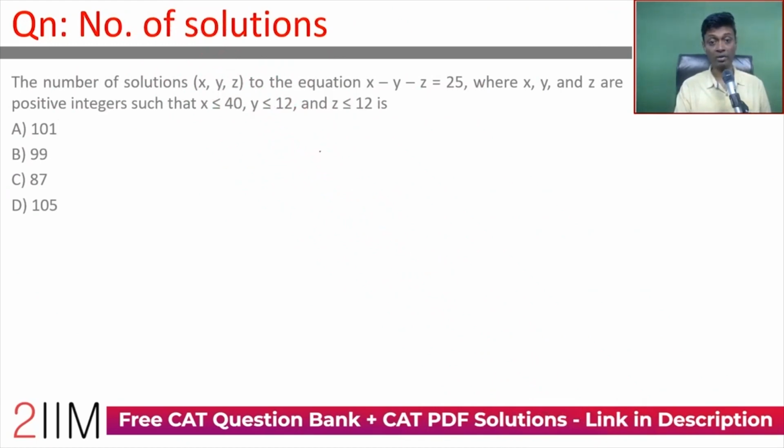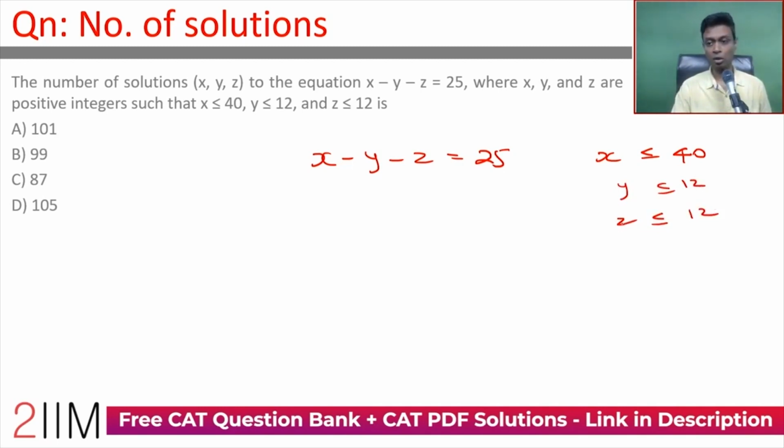Nothing more than that. The number of solutions x comma y comma z to the equation x minus y minus z equal to 25. X, y, z are positive integers. X is less than or equal to 40. Y is less than or equal to 12. Z is less than or equal to 12.